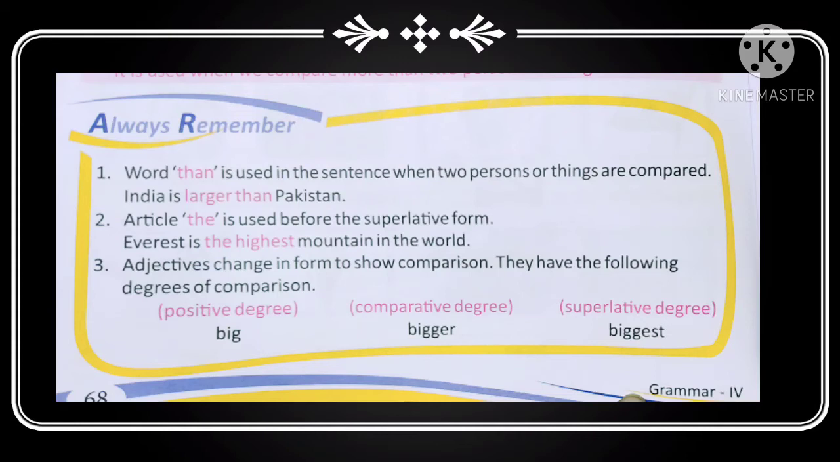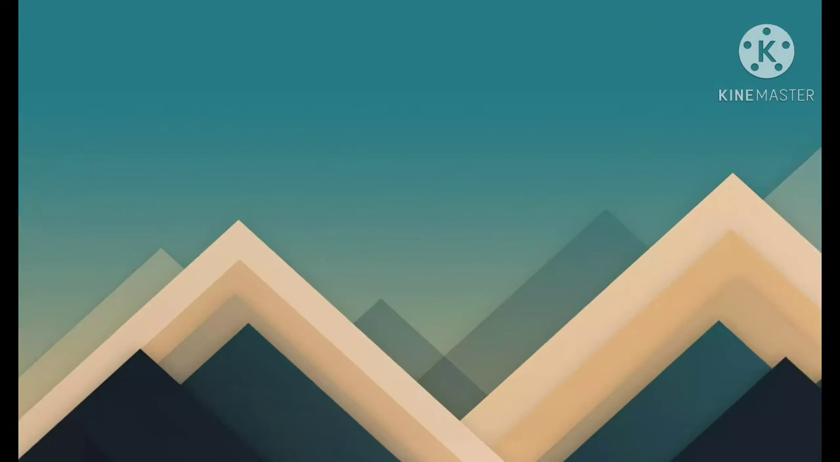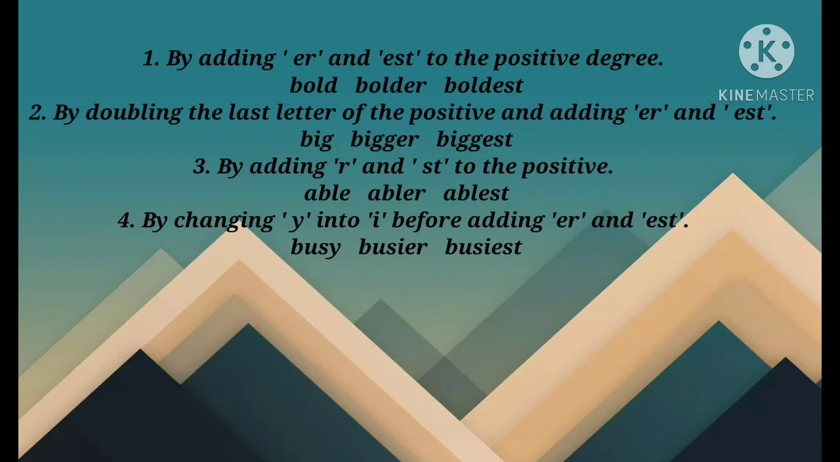Next point, adjectives change in form to show comparison. They have the following degrees. As we have studied, we have 3 degrees: positive, comparative and superlative. Now let's recall the formation of comparative and superlative degrees. How do we form comparative and superlative degrees?